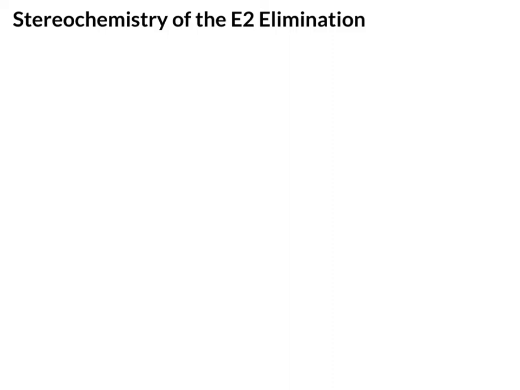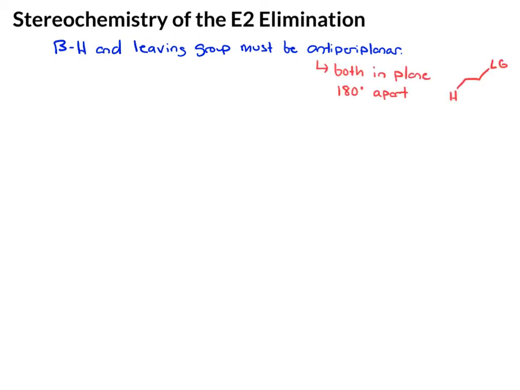Now we're going to look at the stereochemistry of the E2 elimination, and this specifically applies to when the alkene products can give E and Z isomers. And what we use to get the correct stereochemistry is the fact that the beta hydrogen and the leaving group must be anti-periplanar. So what does anti-periplanar mean? It means that they're both in the plane 180 degrees apart. Basically looking like this, where you have the hydrogen in the plane, your bond, and the leaving group in the plane. The hydrogen and the leaving group are on opposite sides, 180 degrees from one another.